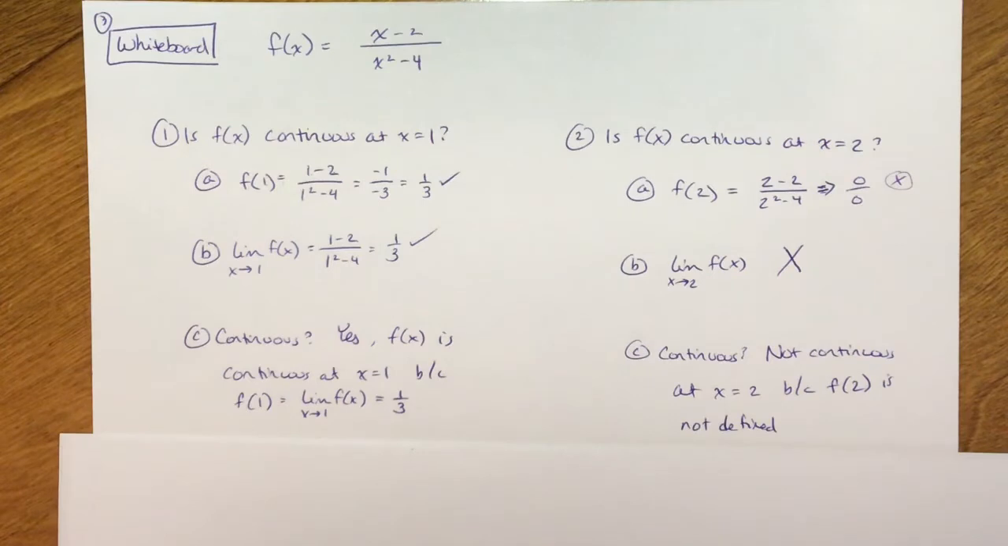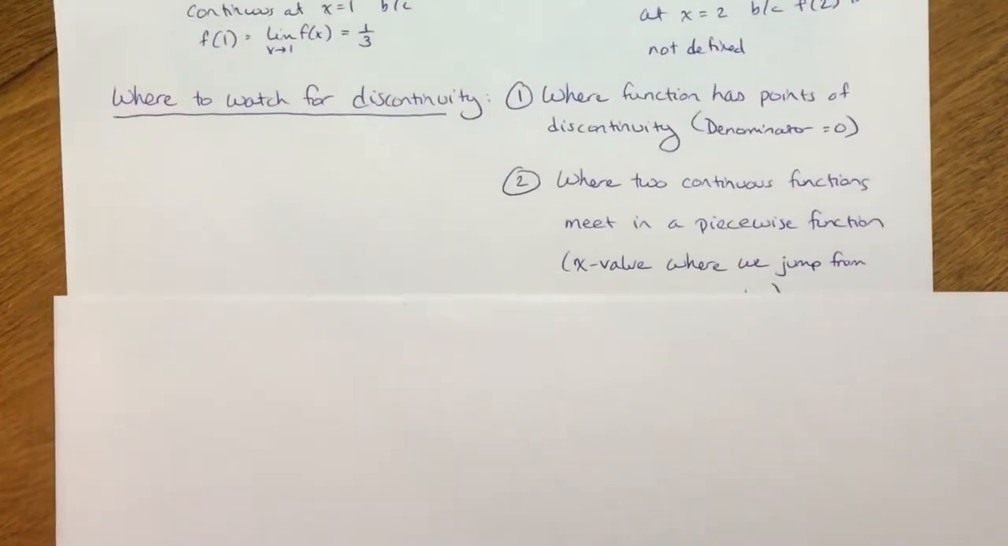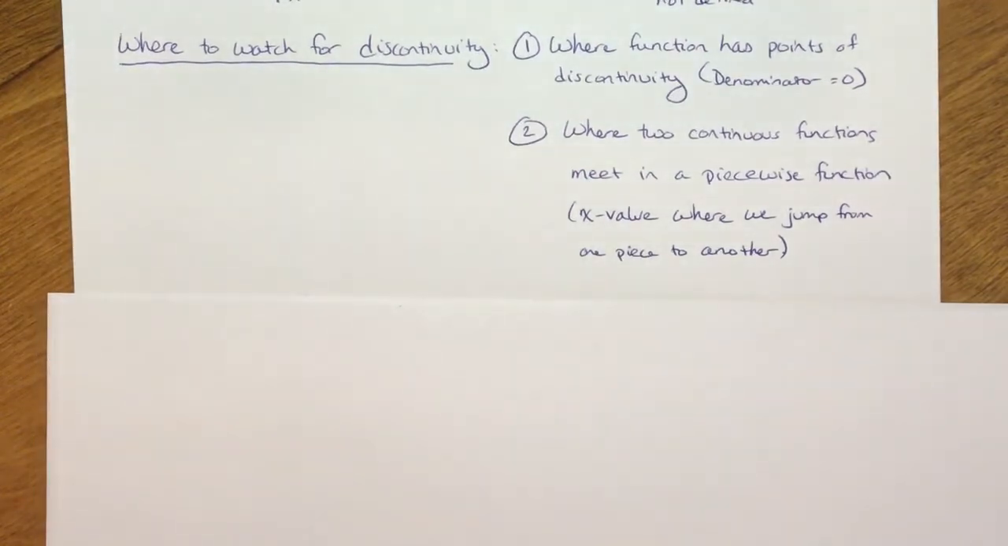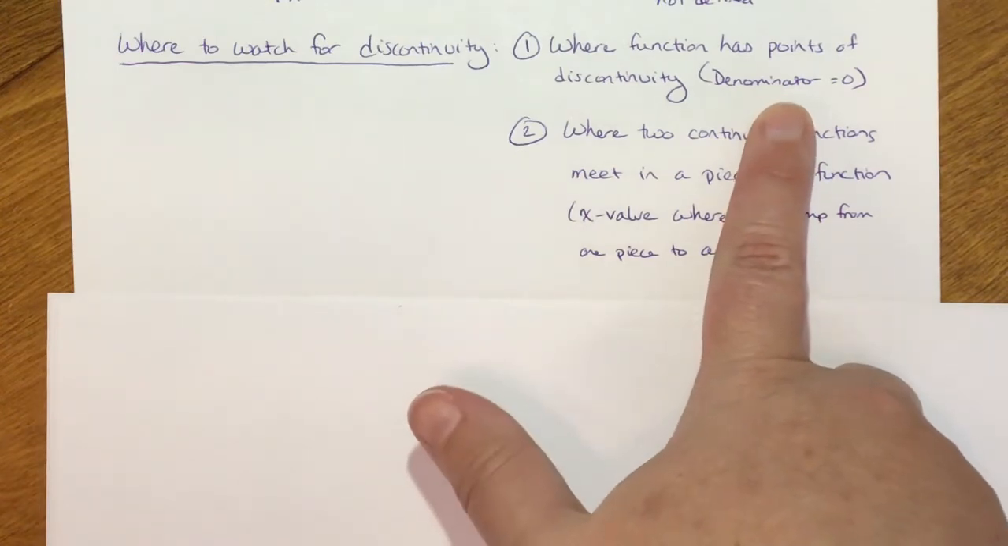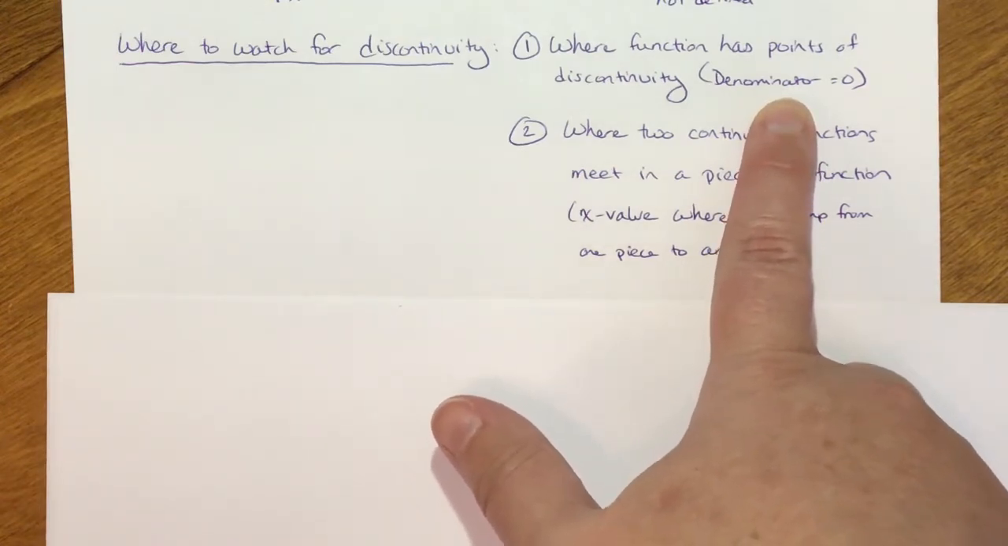Okay, so let's talk about where I have to be careful about continuity because there are lots of functions, polynomial functions, for example, which are continuous everywhere. So when will I have to be worried about continuity? There are two places that I have to watch for. So if I have a function, I want to look where the function has points of discontinuity itself. So we're looking for where our denominator equals 0. We're thinking like in a rational function. Where would I have a vertical asymptote or a hole? Where does the denominator go to 0?